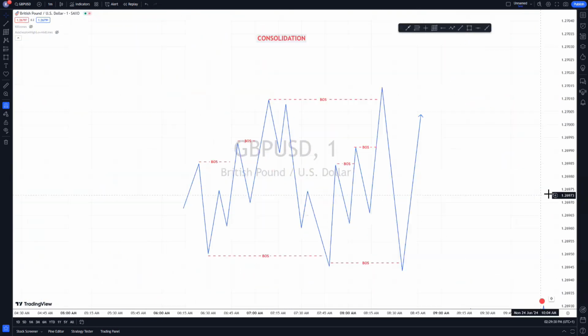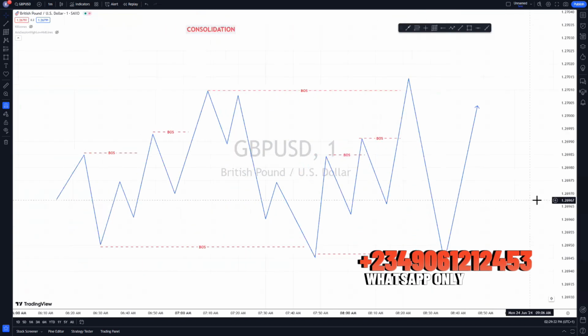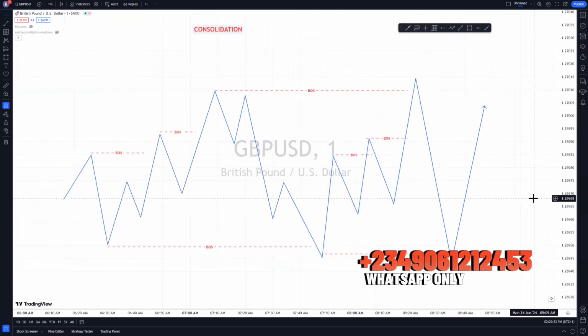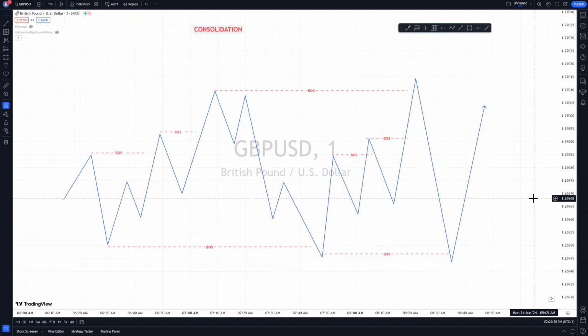Now, a consolidation move basically, in this kind of price movement, price is neither going up nor down. Price happens to just be moving sideways.